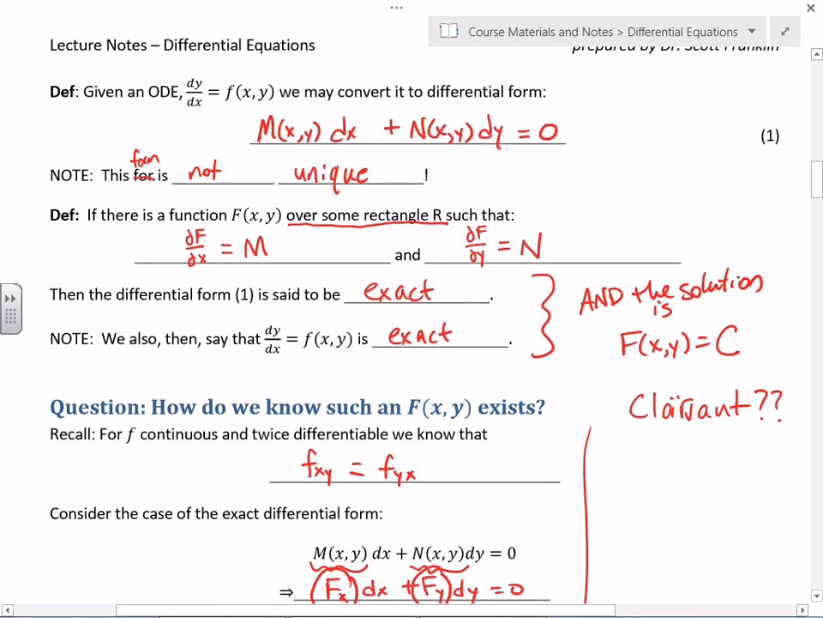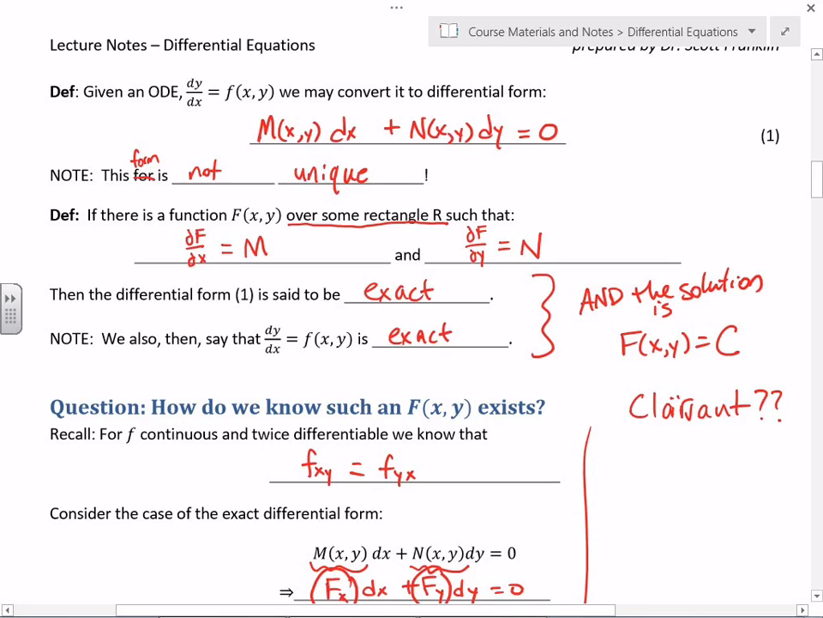Again, convert something to this form. It's not unique. Now, we're solving this kind of differential equation by asking, does an f exist? So that if you take its partial with respect to x, you get m, and you take its partial with respect to y, you get n. If that's the case, then the solution is going to be that f, whatever it is, equal to constant c.